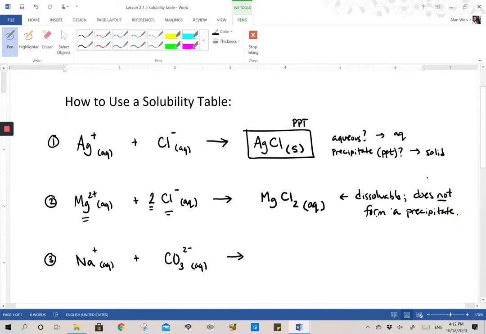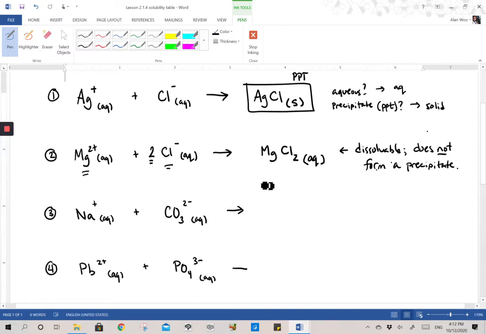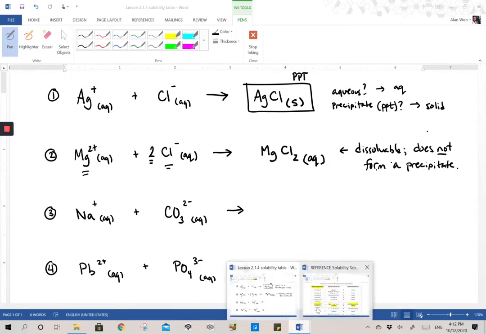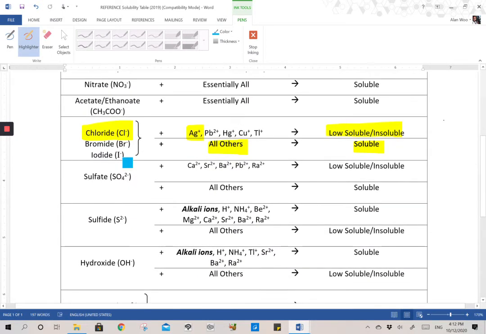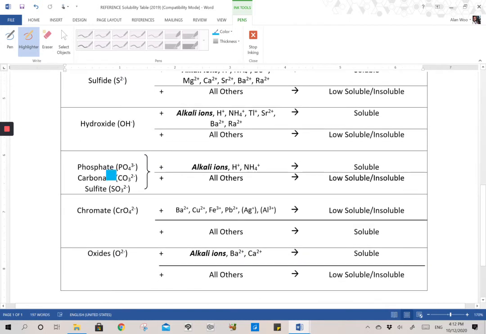Okay. Now let's look at another set of ions here. Let's look at Na and carbonate. So again, we're going to go back to our solubility table. I'll choose a different highlighter color here. Because carbonate is the anion that we're looking for, we're going to scroll down until we find carbonate. And carbonate is right here. Okay, CO3 2 negative.